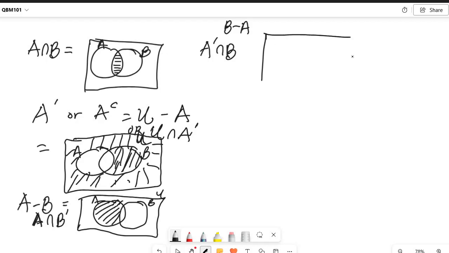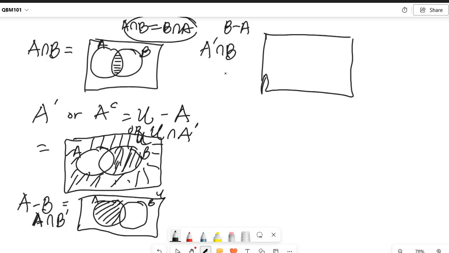Alright, intersection is commutative. Please take note of that. If I have A intersection B, it's the same thing as B intersection A. Intersection is commutative, and union as well is commutative. A union B is the same thing as B union A. Please take note of that.